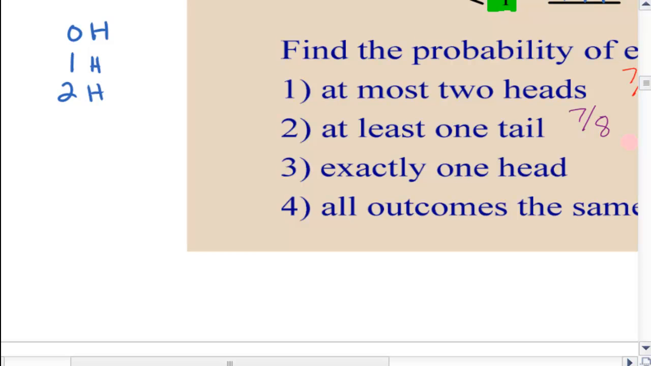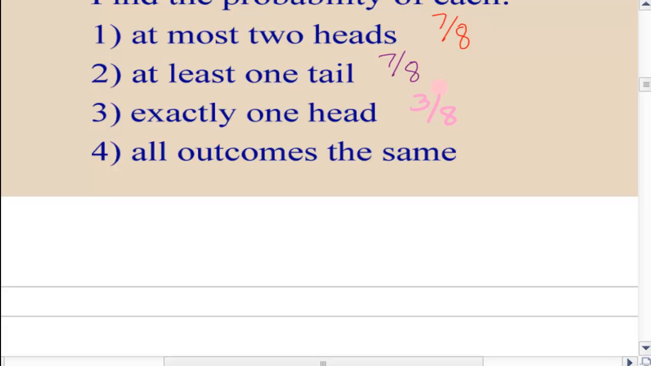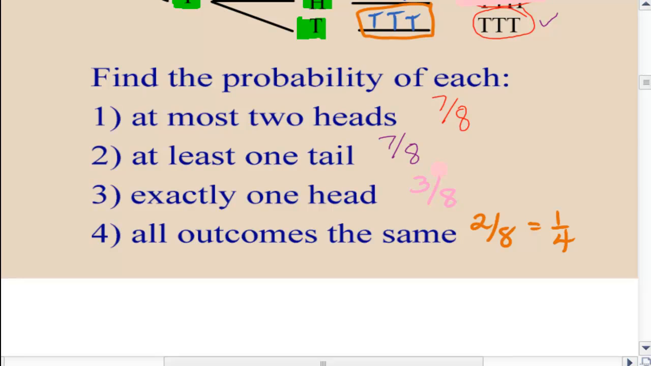Next, find the probability of getting exactly 1 head. So give that a shot. I ended up with 3/8, the 3 that are circled in pink. Lastly, find the probability that all the letters in your outcome are the same. Give that a shot. I ended up with 2/8, and of course we want to simplify that, so that would be 1/4.